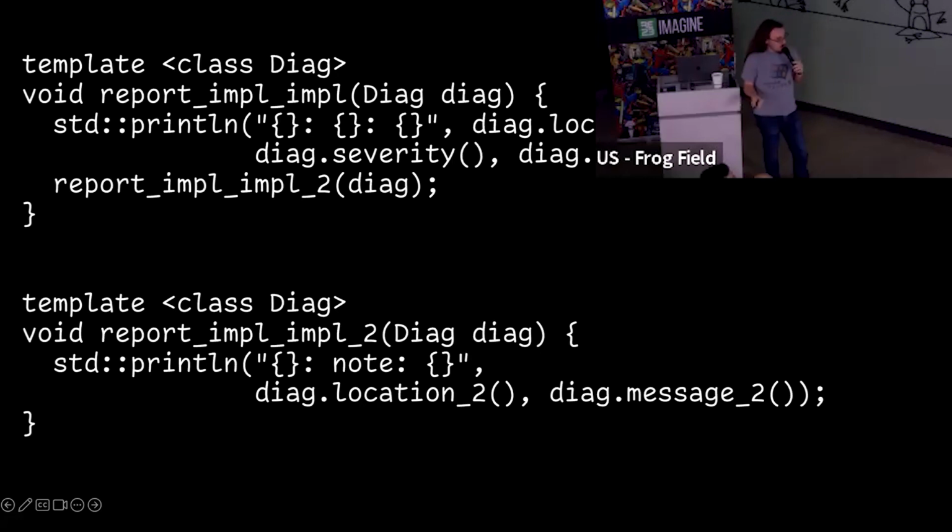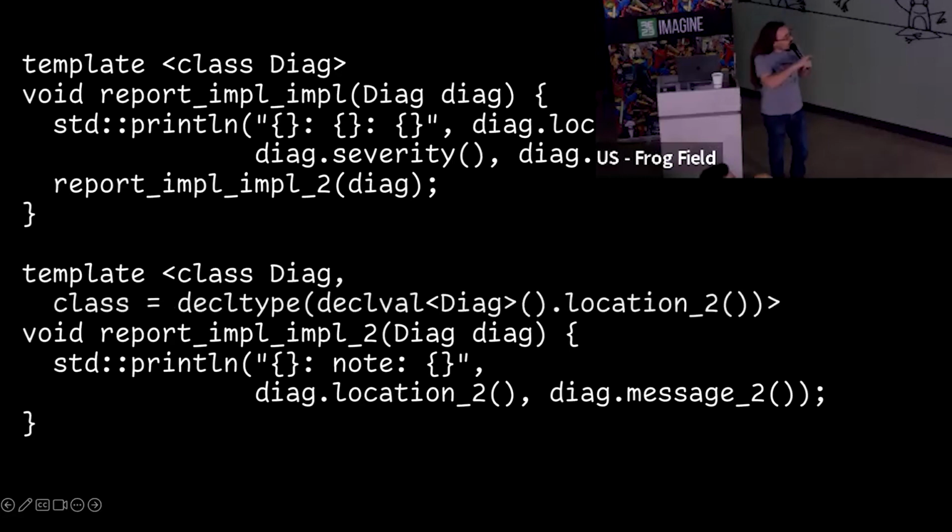So what we could do is use a technique called SFINAE. SFINAE is a trick to turn on or off different function overloads. So what we want to do is turn off this overload if you don't have location2, or in other words, only allow calling report impl2 if you have a location2. So we do that with this ugly SFINAE stuff. There's like 50 SFINAE tricks. I just picked one here.